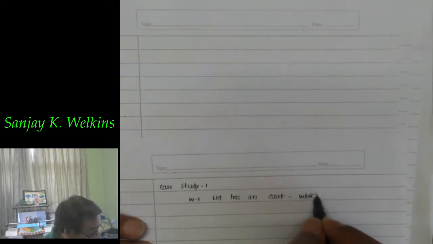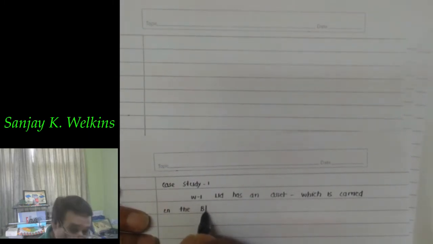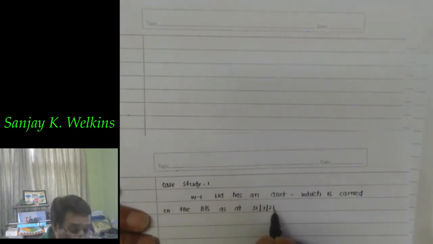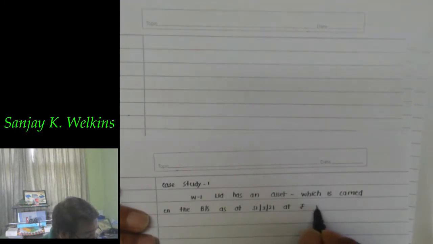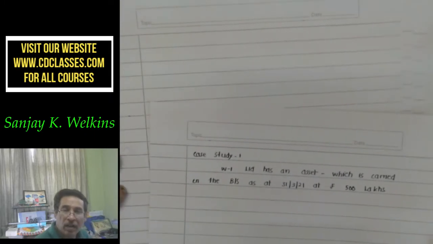W1 Limited has an asset which is carried in the balance sheet as at 31/3/21 at rupees, let us say 500 lakhs. You are carrying this item in the balance sheet at 500 lakhs, correct?